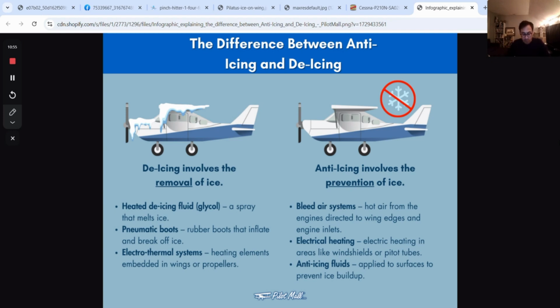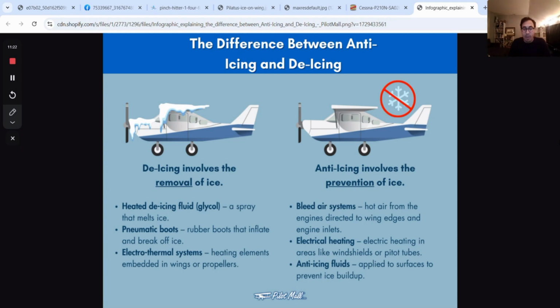So a bleed air system, that's kind of more common on, say, a jet, a big old turbine engine. So what that does is it uses this hot compressed air from the compression stage to be able to heat the edge of the wings and the airfoils, allowing for ice to not build up. So it prevents it from building up.